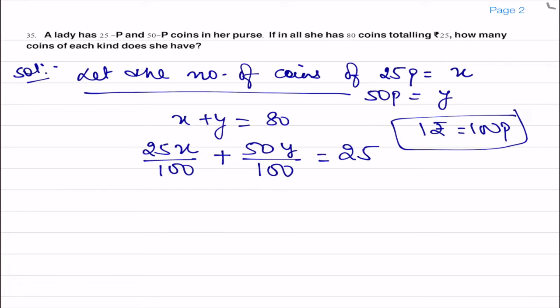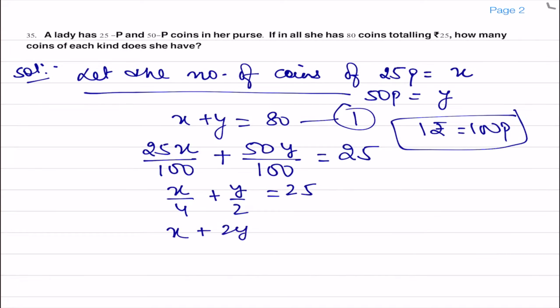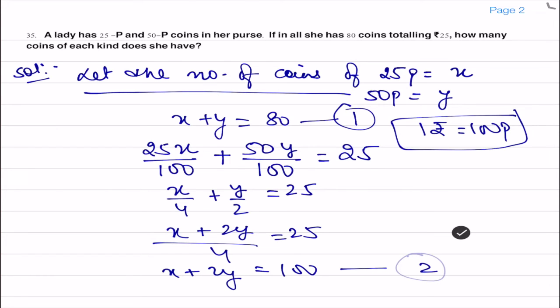Children, please be careful. Here it is the amount. Here the total number of coins is 80. So now see, it becomes x upon 4 plus y upon 2 is equal to 25. I'll take that as the first equation. I'll take the LCM: x plus 2y is equal to 25, so it becomes x plus 2y is equal to 100. This is the second equation.